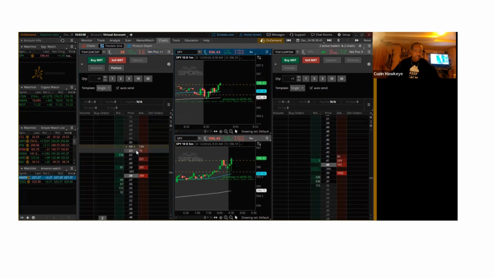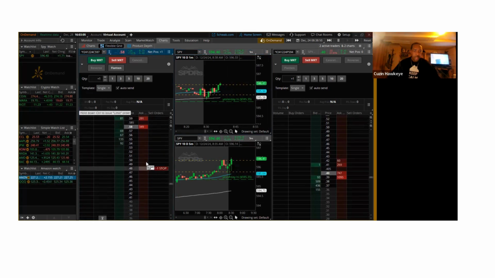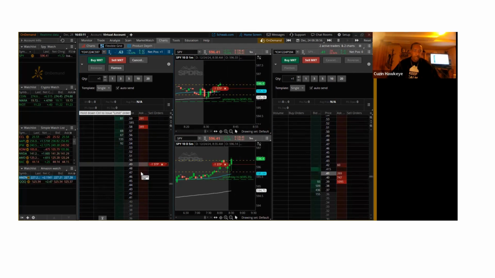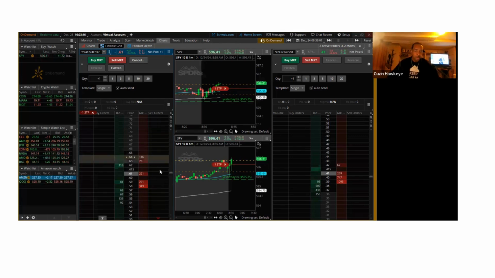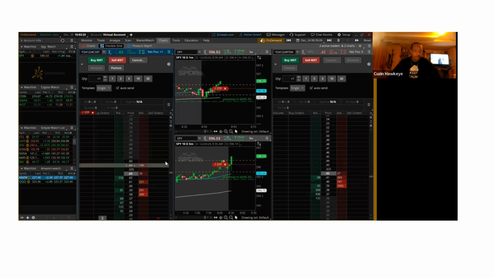Remember, I paid 64 cents for this contract. I can move a stop loss to protect myself down here. Let's just say down here to 49 cents. That means if the market turns on me and comes back down, the most I'm going to lose would be 15 bucks. I'm only going to be out 15 bucks per contract. So I'm not risking a lot of money at all.